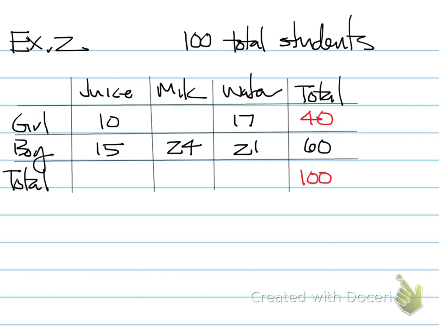Then subtract 10 and 17 from 40 to get the number of girls that said they drank milk. And now we can just add up the remaining columns, 25, 37, and 38. And again, make sure that the sum of the columns adds up to the sum of the rows.